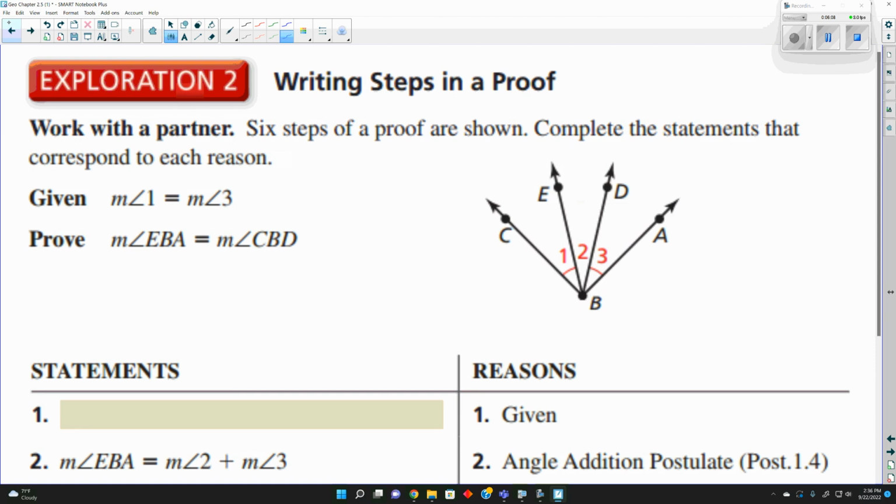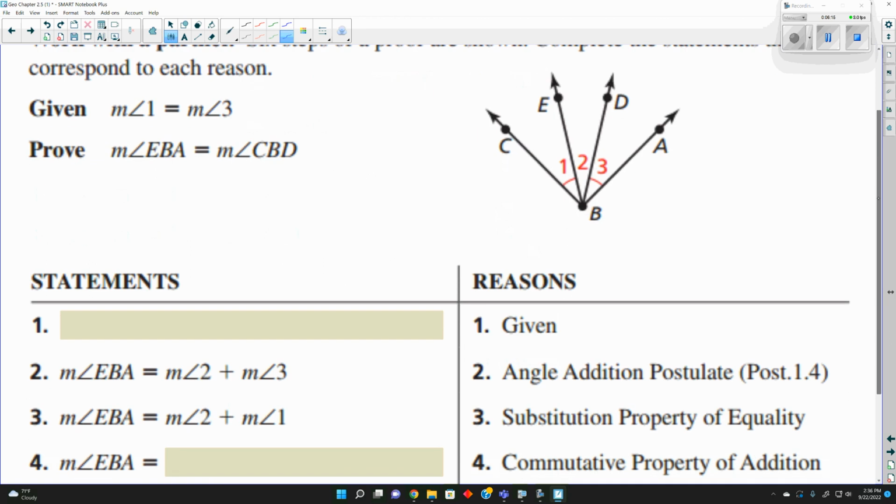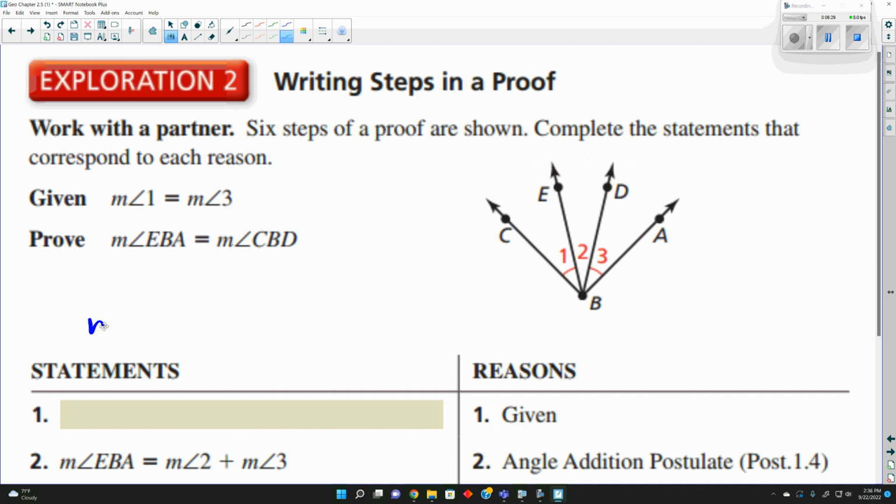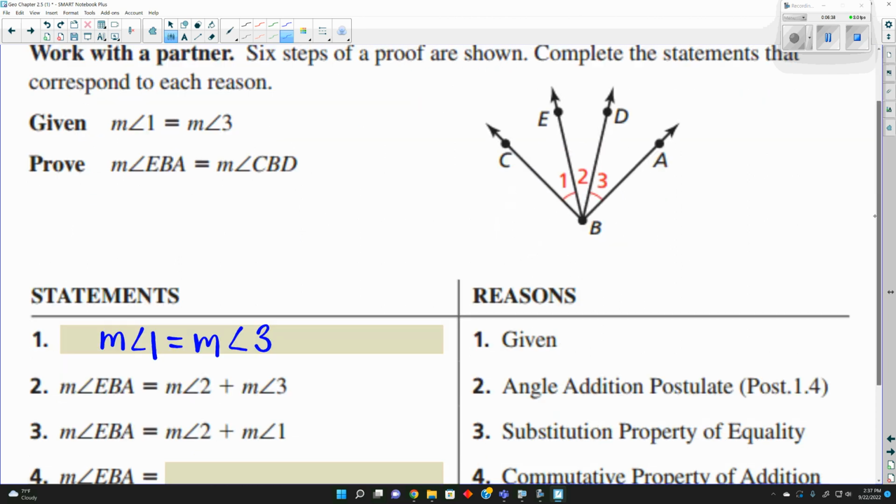Here we go. So we're given what? Measure of angle 1 is equal to the measure of angle 3, yes? What do we always start the proof with? The given information, yes? So in this first line, we need that the measure of angle 1 is equal to the measure of angle 3.